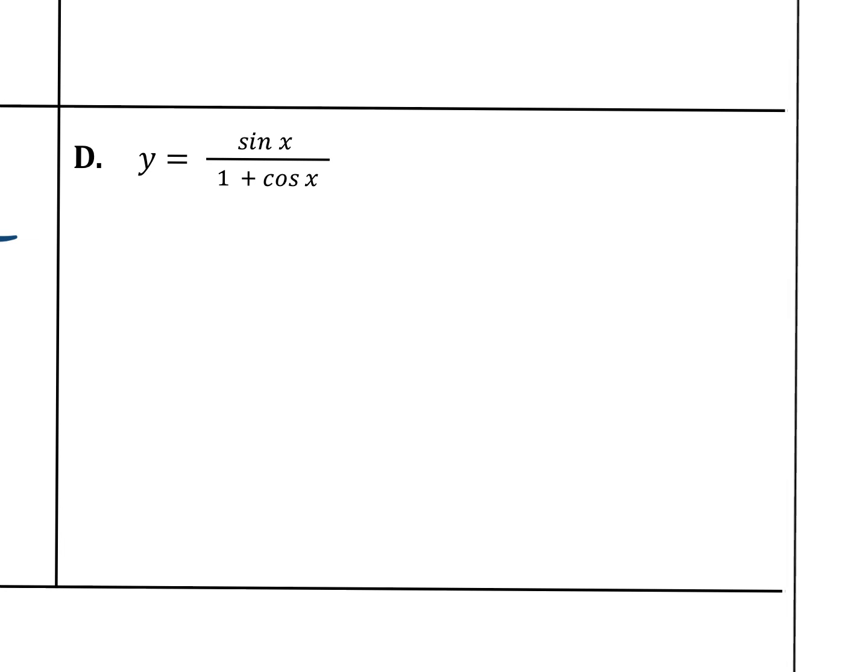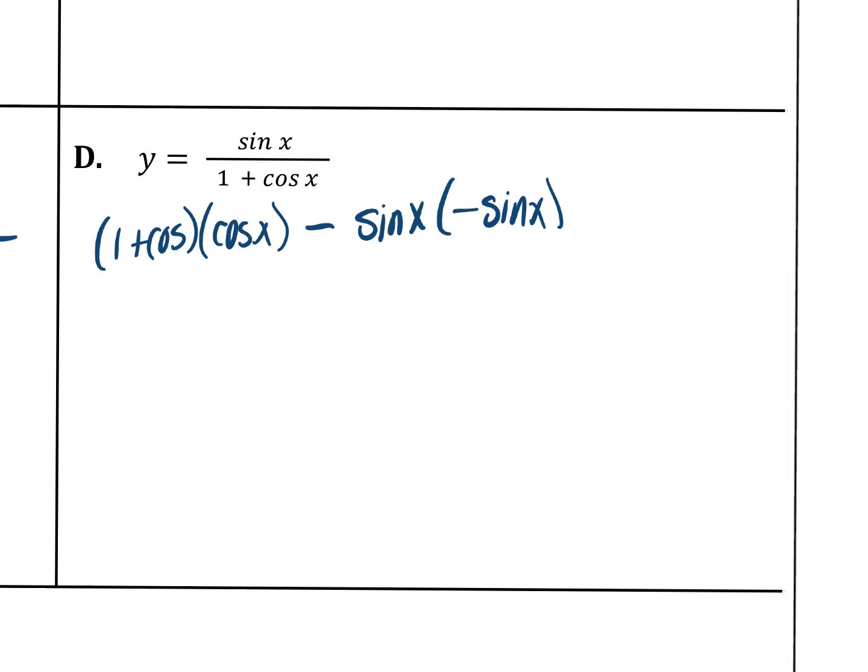Letter D. So the denominator is 1 plus cosine x, times the derivative of the top, which is cosine x, minus the top times the derivative of the bottom, which is negative sine x, divided by 1 plus cosine x squared.